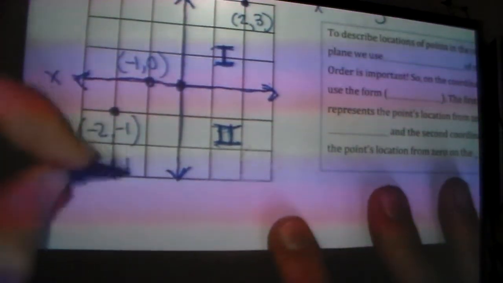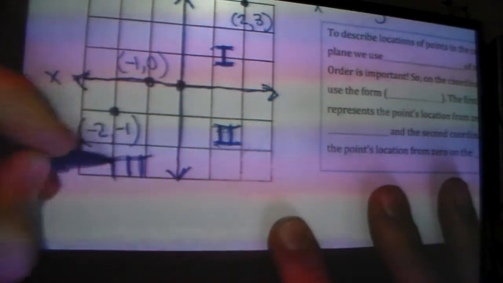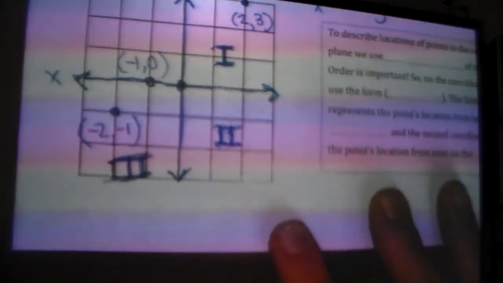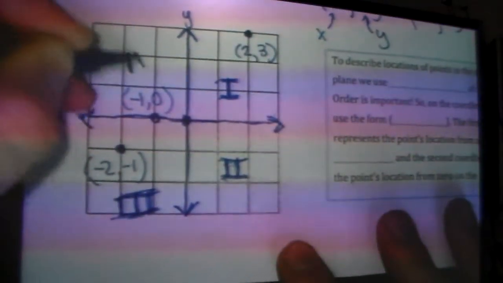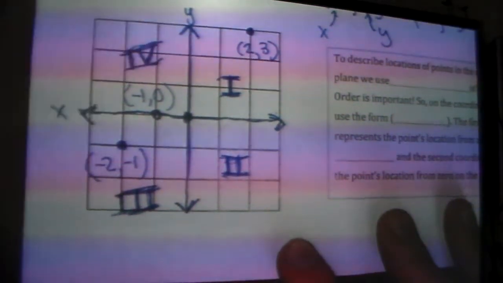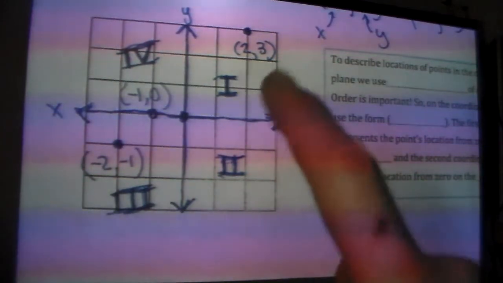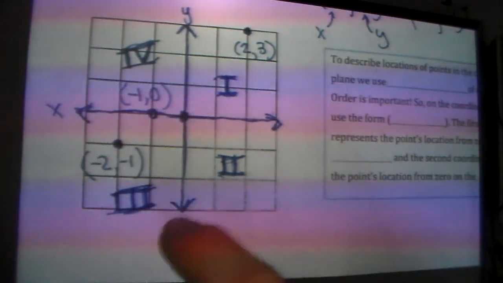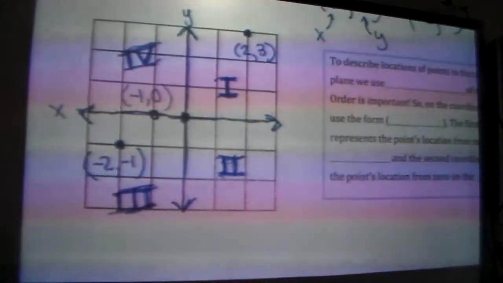Obviously, quadrant 3 is down here. We're going around clockwise. And then finally, quadrant 4 is in the top left. Quadrant 4 you mark with Roman numeral IV. So we have quadrant 1, 2, 3, and 4.